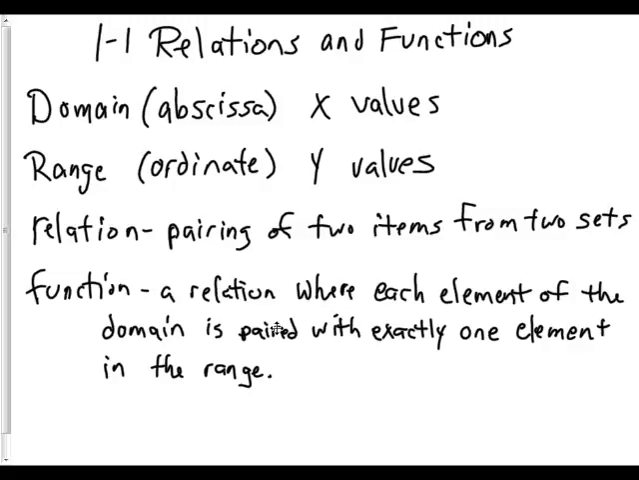A unique type of relation is a function. A function is a relation where each element of the domain is paired with exactly one element in the range. Let's look at some examples.